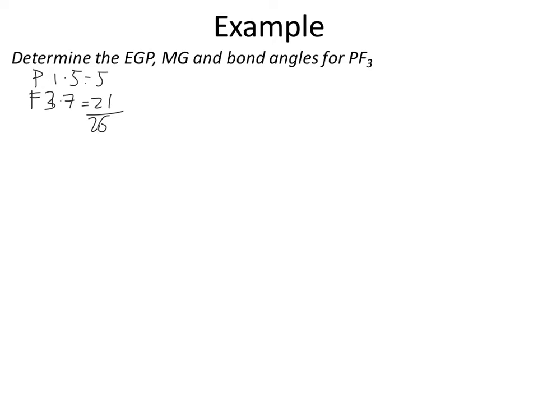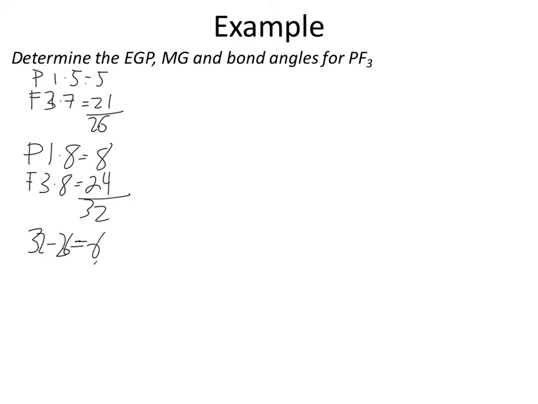Now, if they all had octets, 1 phosphorus requires 8, and 3 fluorines each require 8, so that's 24. So altogether, that's 32 electrons that would be needed. So they're obviously going to have to share. 32 minus 26 is equal to 6, divided by 2, so I'm going to have 3 bonds. And last but not least, I'm going to have 26 minus 6, which is 20, divided by 2, and that's going to be 10 lone pairs.